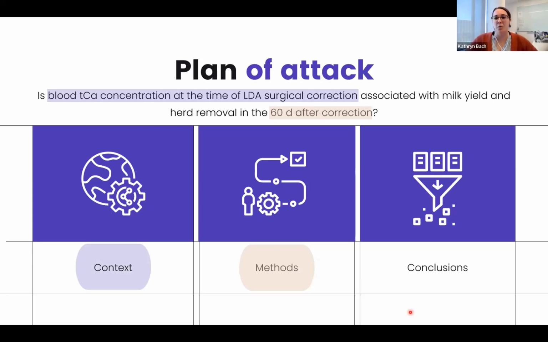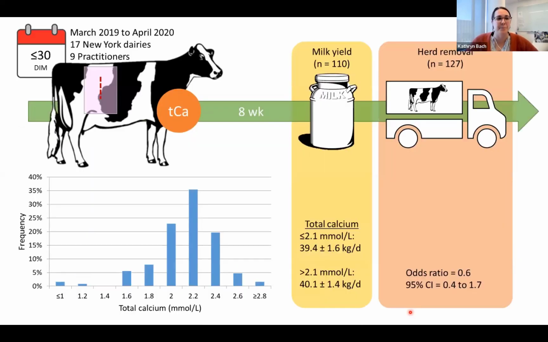So my question, what did I do? And then you fill in the conclusions from there. The example for my abstract was that I had my cows. They were less than 30 days in milk, with a little bit of information about where they came from. They were all cows who had LDA surgeries. I looked at total calcium, and then I followed them up for 8 weeks. I looked at milk yield and herd removal. And this is just a snapshot of what I found.